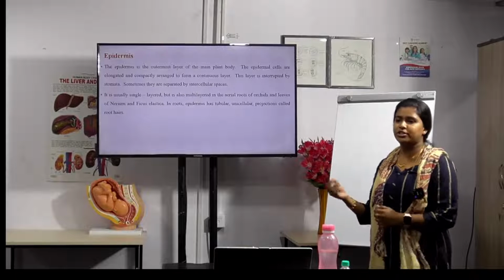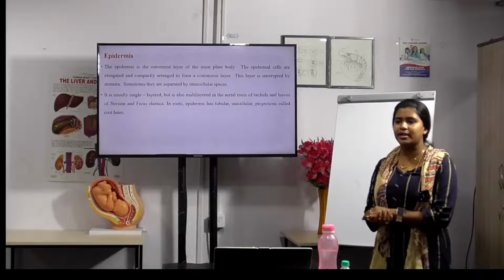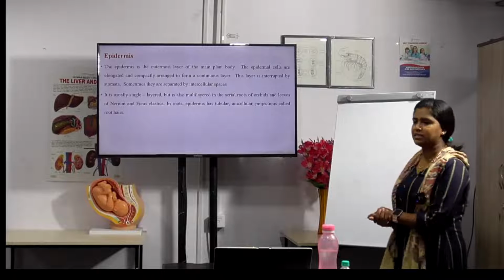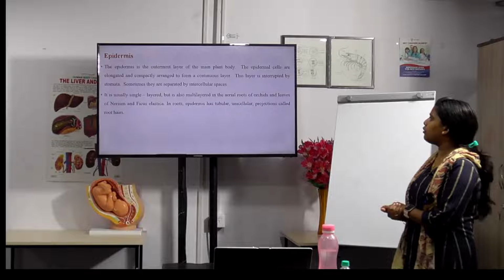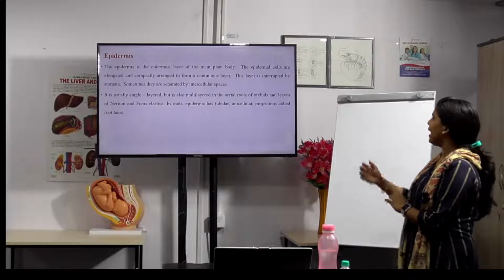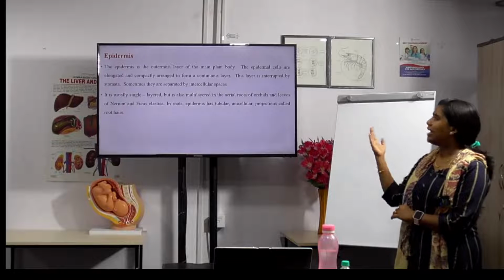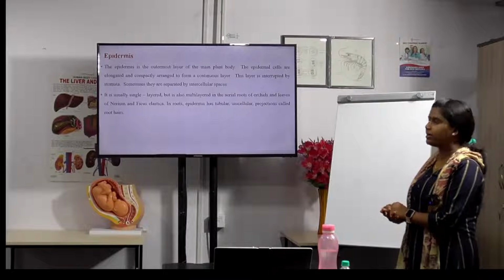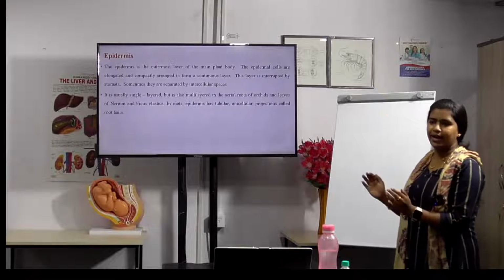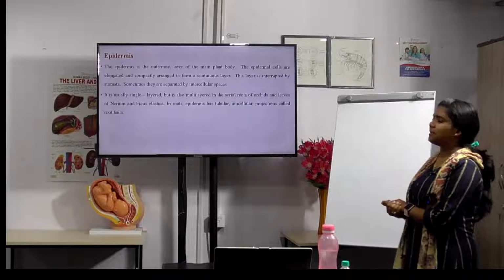Like extra projections, like root hair and trichomes, other than the appendages. Okay, now let us see about epidermis. They are the outermost layer of the main plant body, and the cells are very much elongated and compactly arranged to form a continuous layer. Their cells are elongated, and this layer is interrupted by stomata.